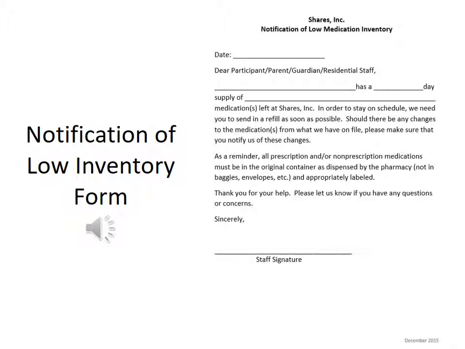Next is the notification of low inventory form. This is the form that you send out when you have the 5-day supply remaining. There are just a few blanks that you have to fill in. Most of it is filled in for you. So you want to put the date where it says date. The first blank is the participant's name. The second blank is how many days' worth of medication they have remaining. So if we're sending it out on the 5th day, they should have a 5-day supply remaining. The last blank is for the name of the medication. Then staff would sign at the bottom and send it home with the participant.